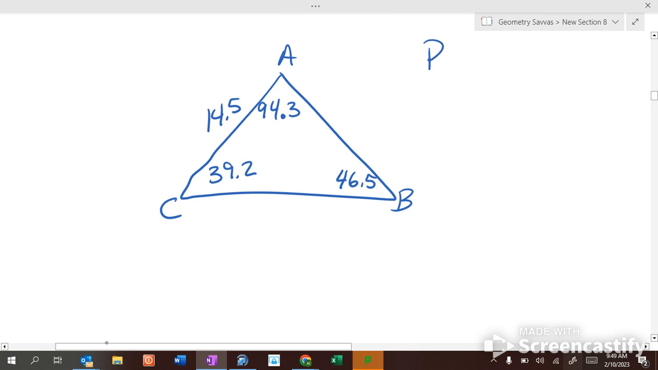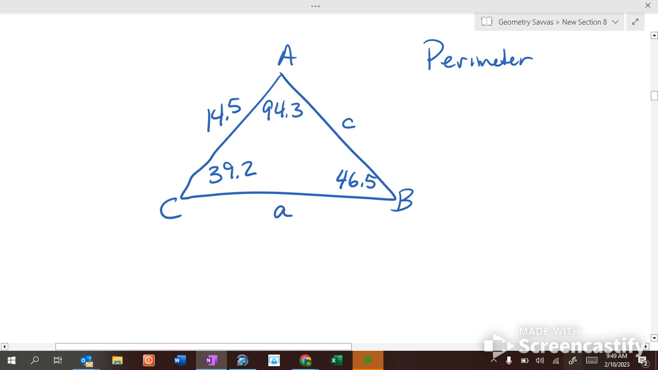Okay, if we need to find the perimeter of this, and let's say we only have 2 angles. Well, to find the third angle, just take 180 minus this, and we get 94.3, right? So now, if we want to find the perimeter, this is C, this is A.